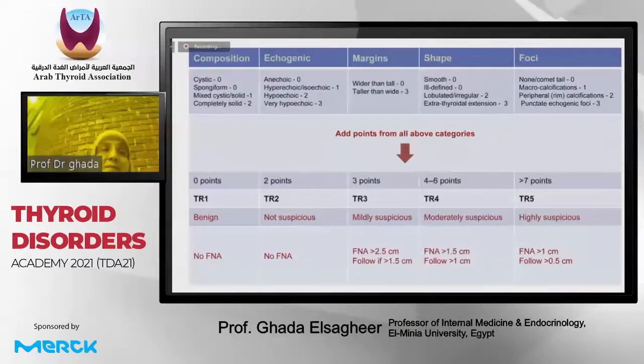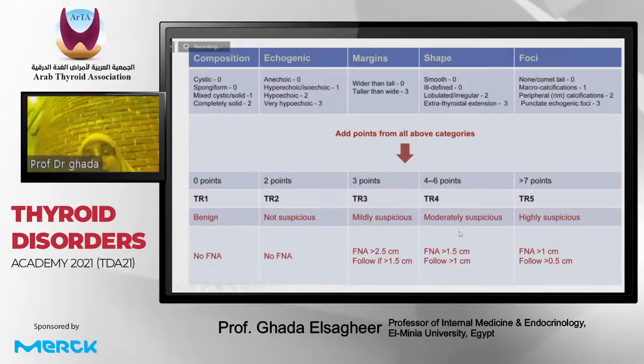They used this system in 2017, about the same criteria of the ultrasound, but put in a score called the thyroid classification system. They classified from thyroid 1 to thyroid 5 according to points given for each characteristic of the nodule. So thyroid 1 and thyroid 2, no need for FNA. Thyroid 4 and thyroid 5 indicated for FNA.